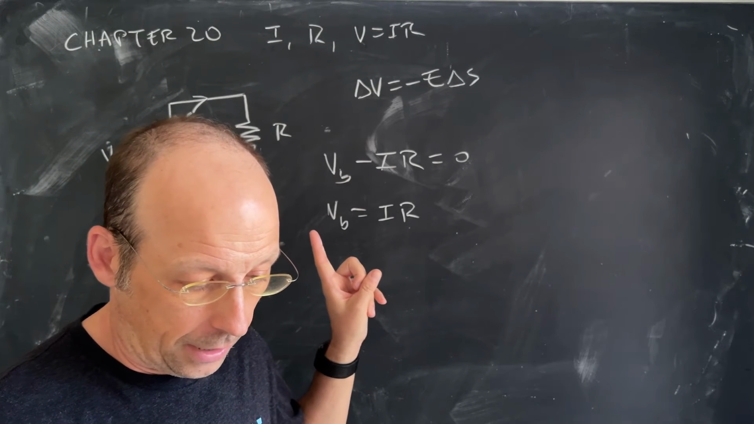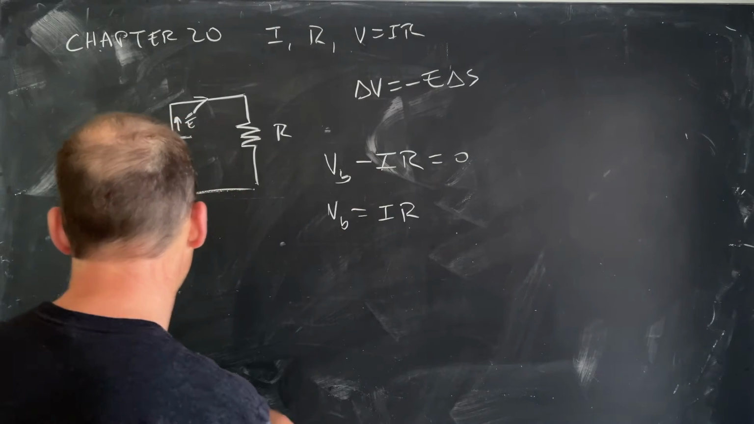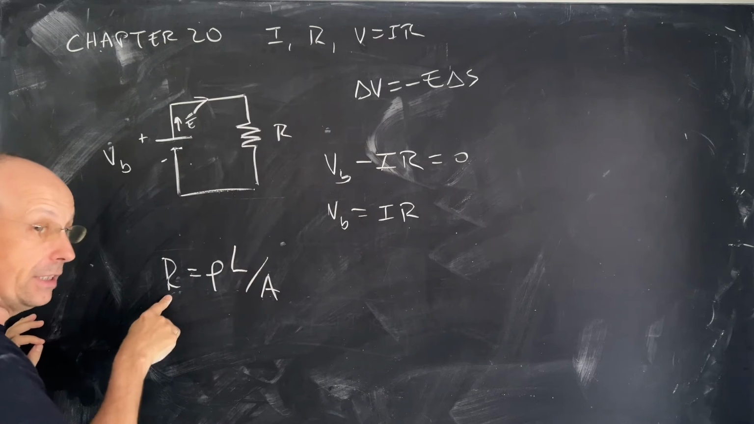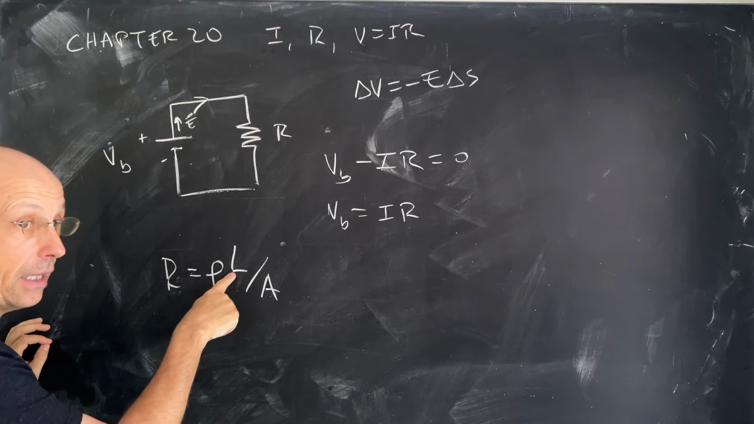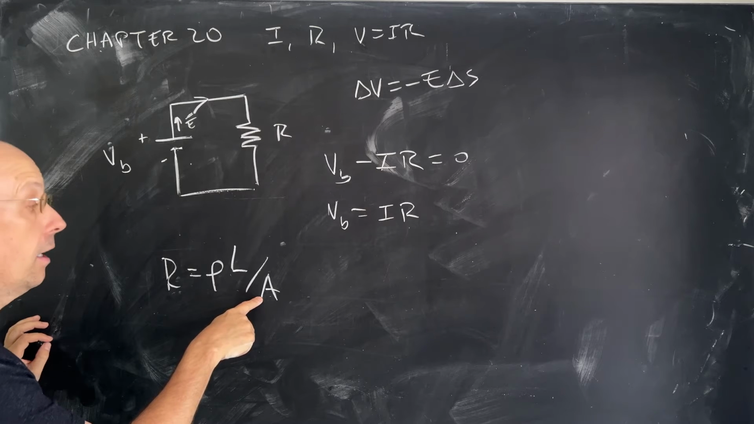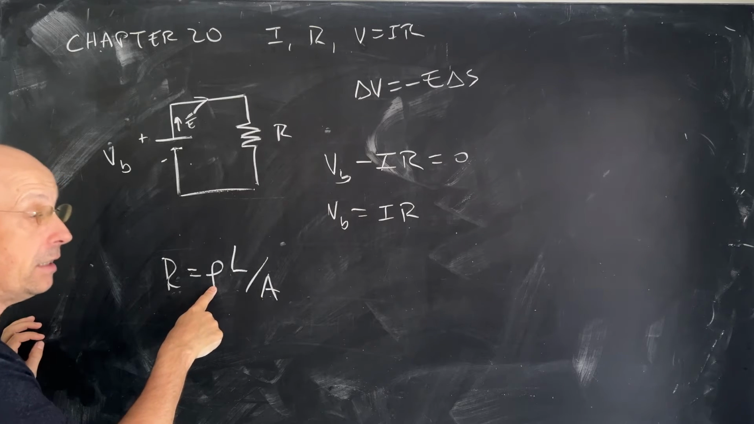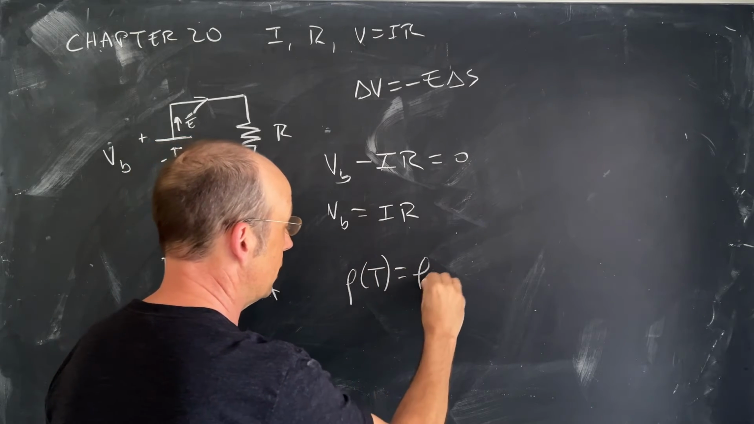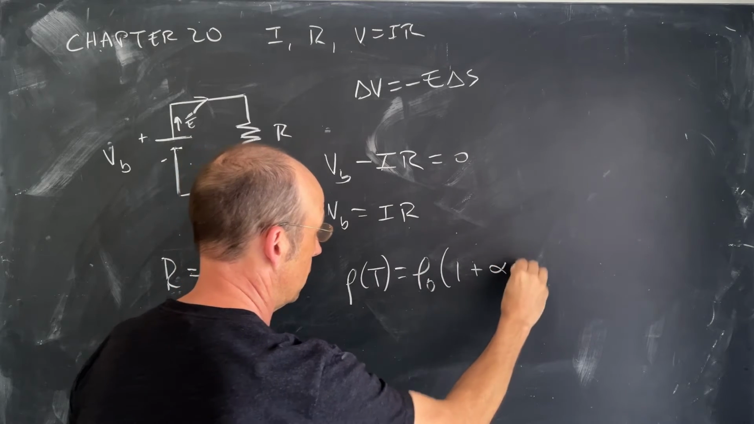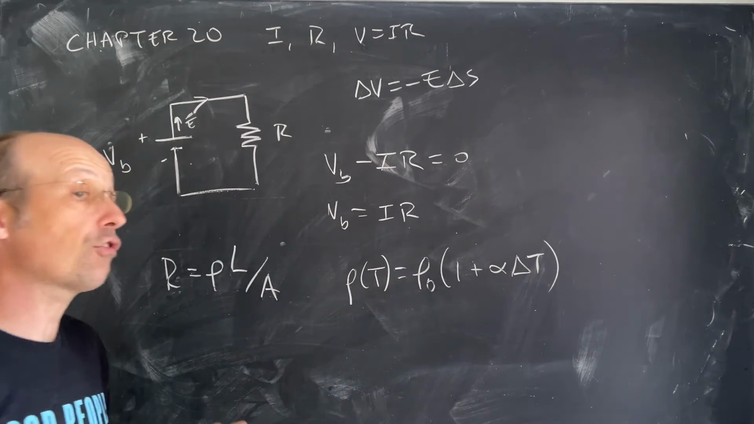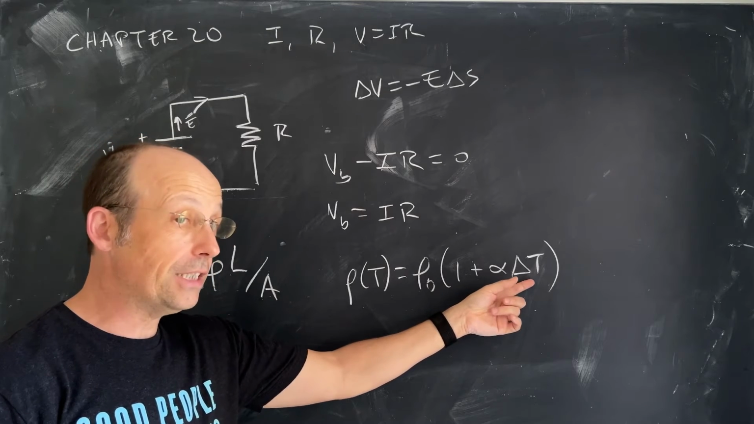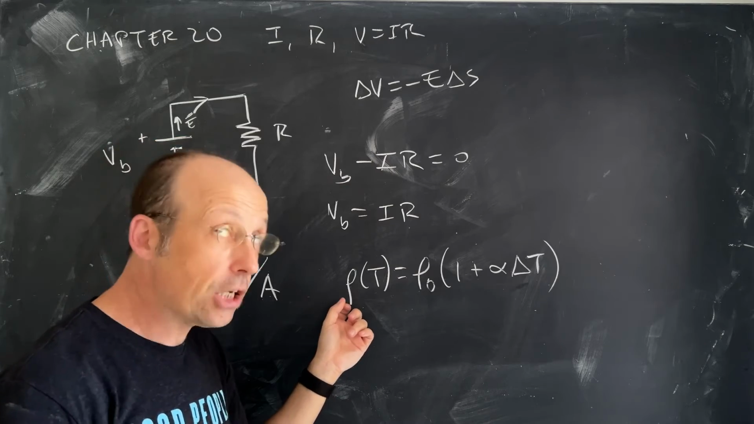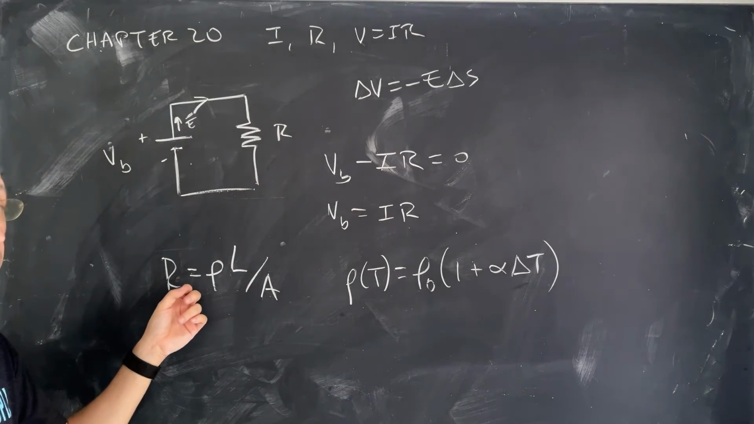Okay, I skipped something. I got to go back. I had this R equals rho L over A. The resistance of a wire depends on the resistivity, the length, and the cross-sectional area. But the resistivity isn't always constant. We can also say the resistivity depends on the temperature, as this. So as I increase the temperature, a positive change in temperature would mean that the resistivity would increase too. The resistivity increases with temperature, so the resistance increases with temperature.